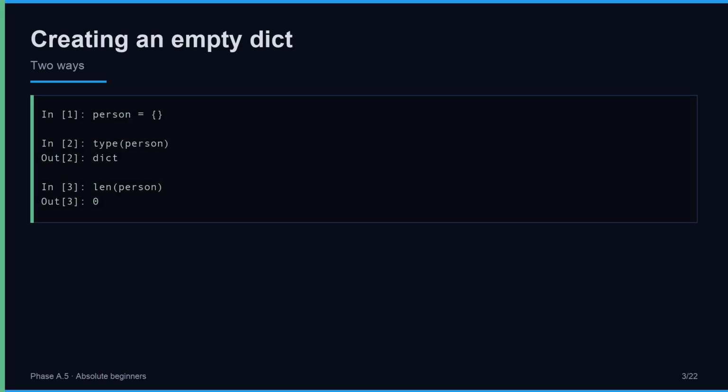The simplest dictionary is an empty one. You write open curly brace, close curly brace, and you have an empty dict. Type of person gives dict. Len of person gives 0, there is nothing inside yet. Empty dictionaries are useful when you want to start fresh and add keys as your program runs. You can also create an empty dict with the dict function, which you see next. Start empty when you need to.